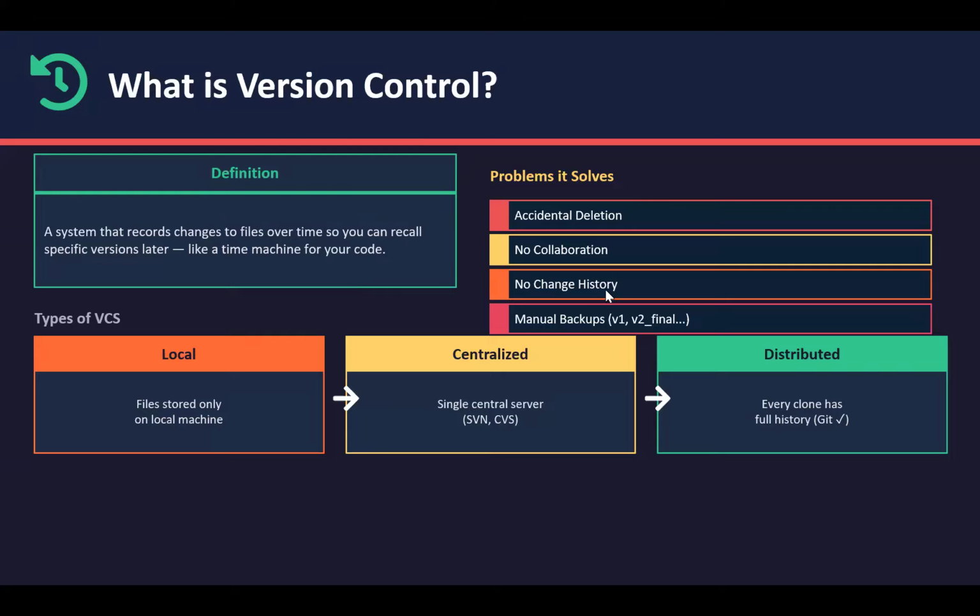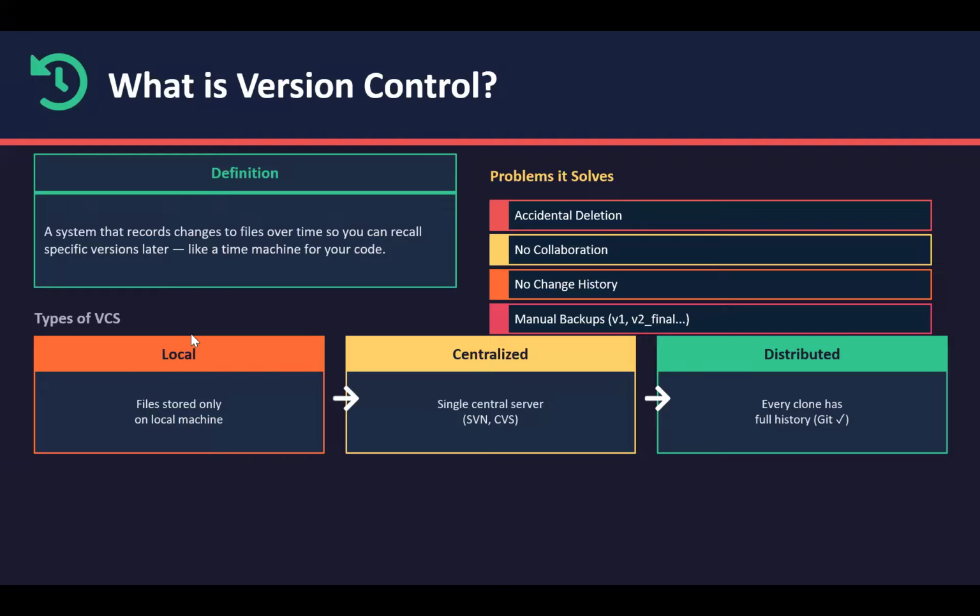Plus, there is change history. It records all the history, so if anyone makes any changes, you will get to know. The problem it solves is that you have a history record of every change. And the third is manual backup. Earlier, people used to take manual backups, but now you do not need to. Everything is backed up by your version control. You got it?